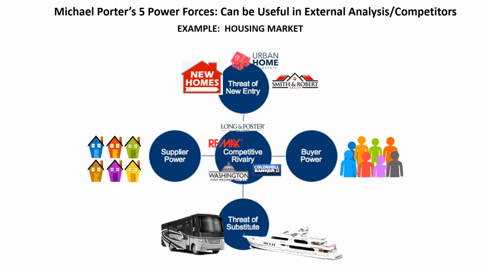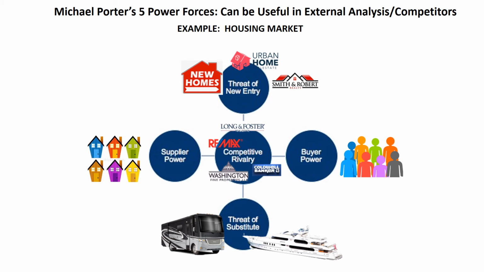So far, we have been discussing looking internally at our company. Now let's look out the window and do an external analysis. Here, Michael Porter's 5 power forces may be very useful. I have decided to use an example here to explain this model. Here, my company is in the housing sector. My rivals would be places like RE/MAX, Washington Fine Properties, and Coldwell Banker.